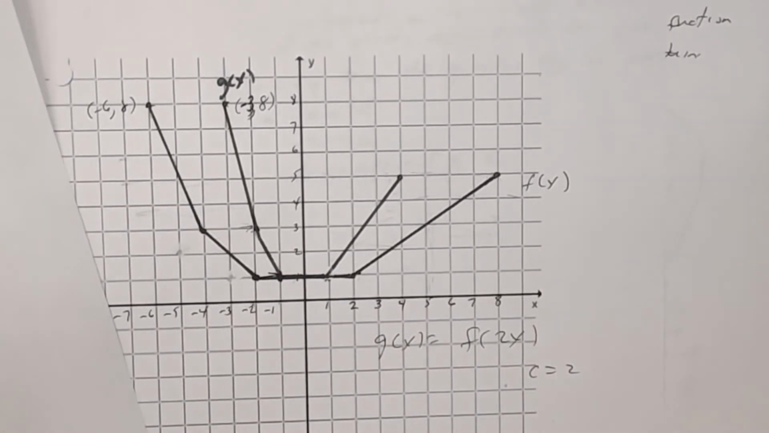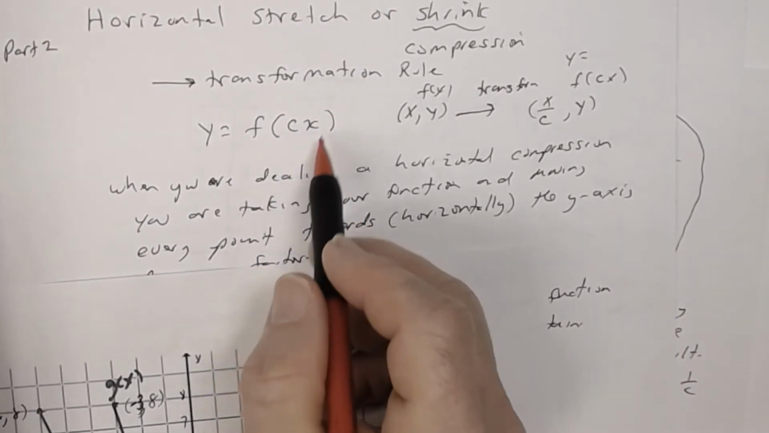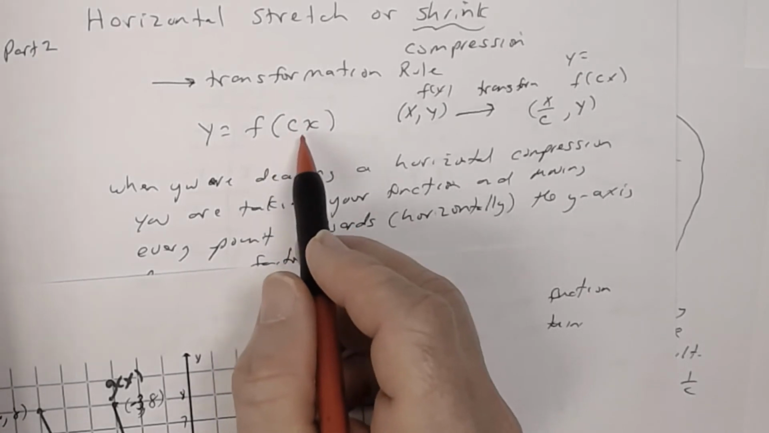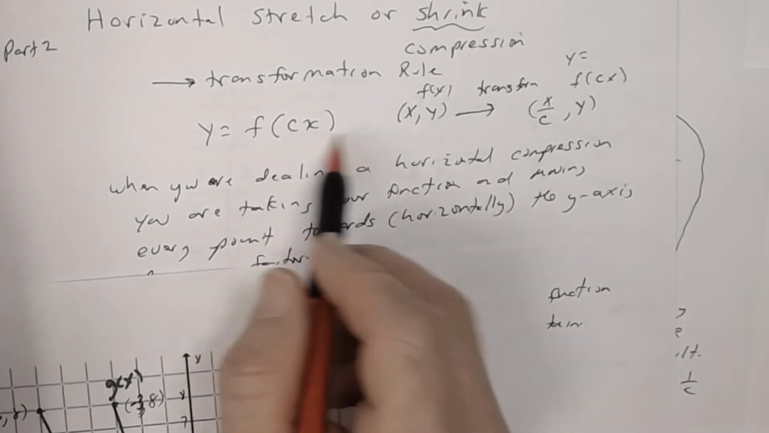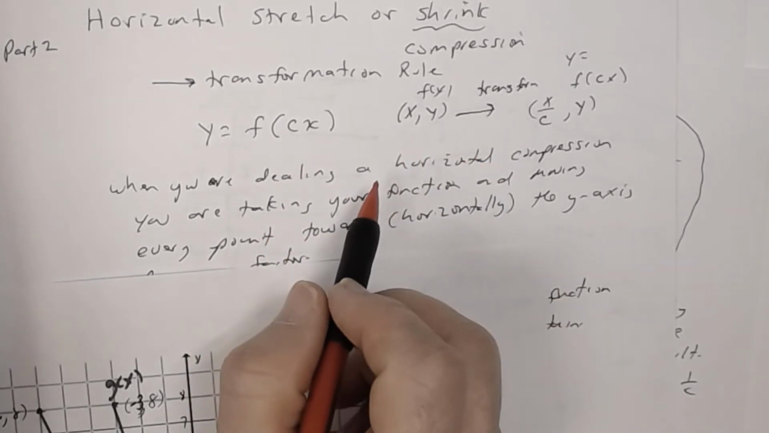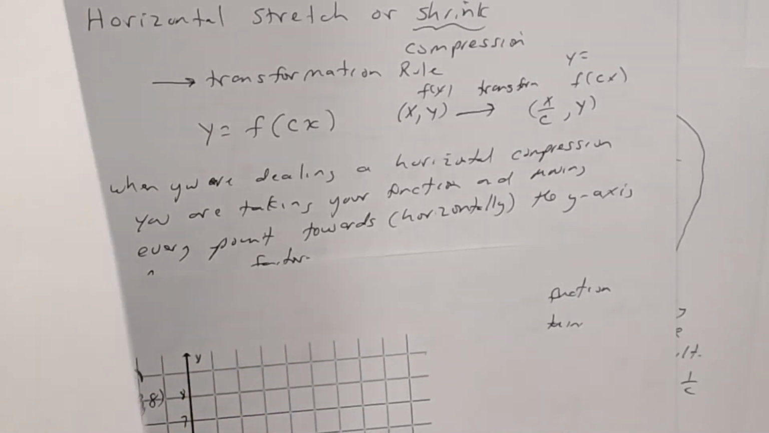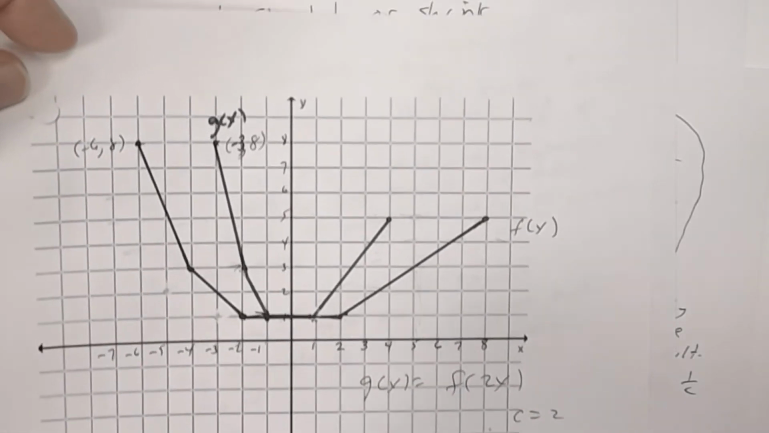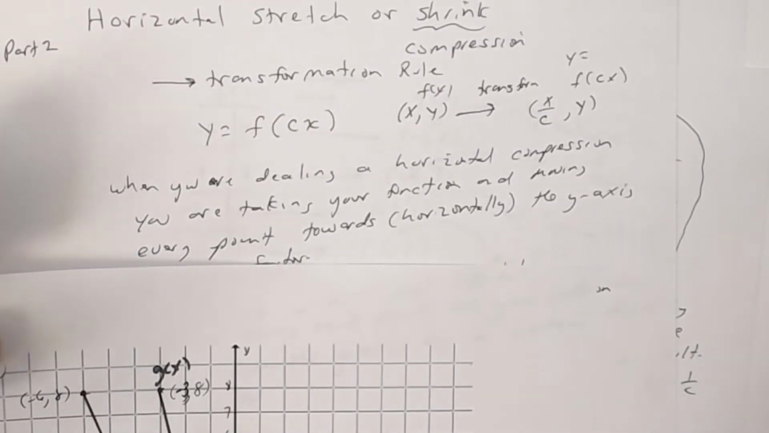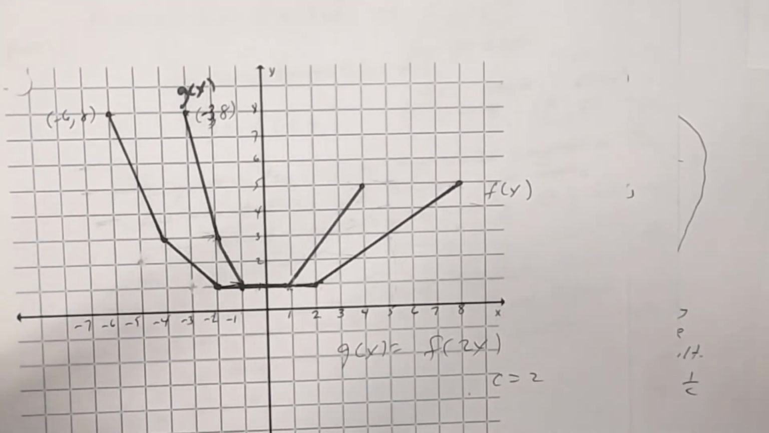Remember, many students find the horizontal stretch and horizontal shrink difficult to understand because it's not intuitive to what they would think. You don't multiply x by c, you divide x by c, and your factor is 1 over c. It is a little bit harder to understand for horizontal than it is for vertical. So let's talk about a stretch then.